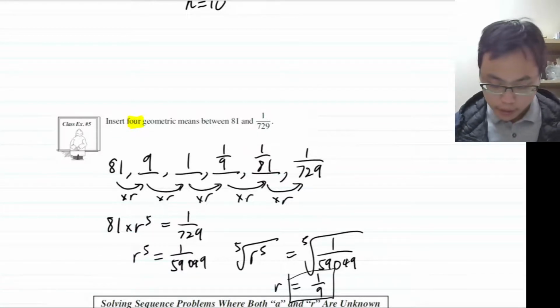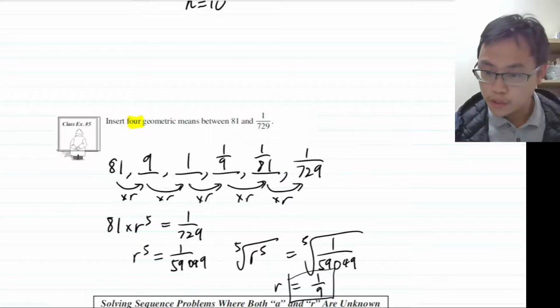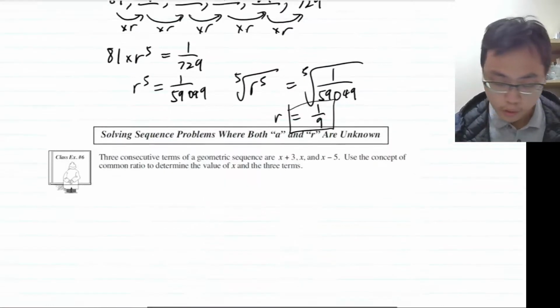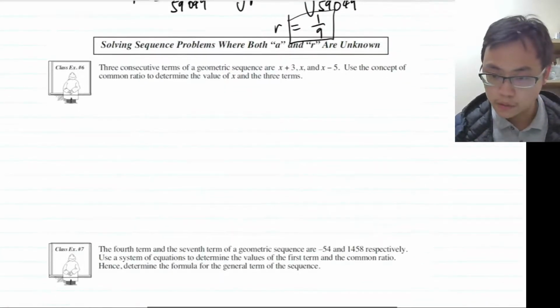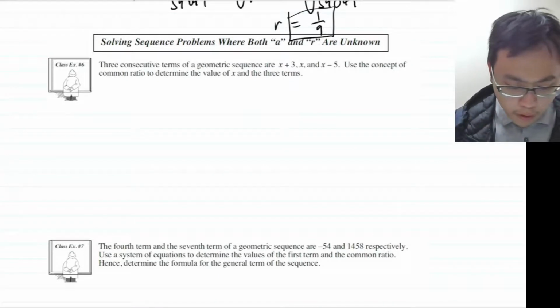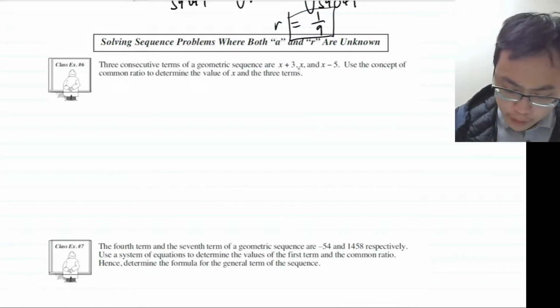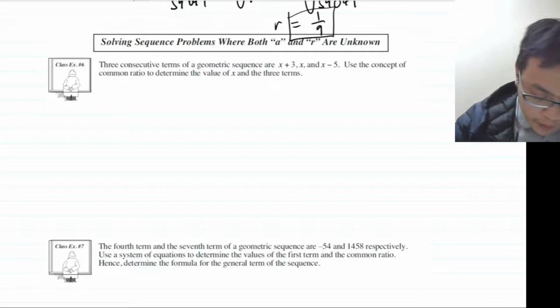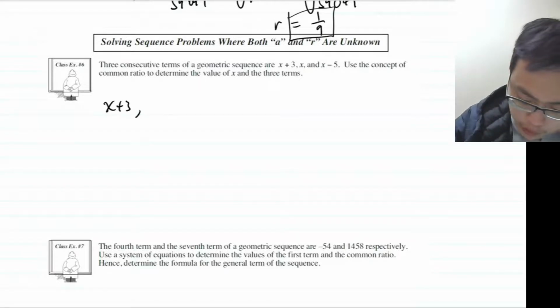Okay. Moving on to the next question. I know this video is getting a little bit long, just bear with me. Three consecutive terms: we have x plus 3, x, and x minus 5. These are the first three terms in a geometric sequence.